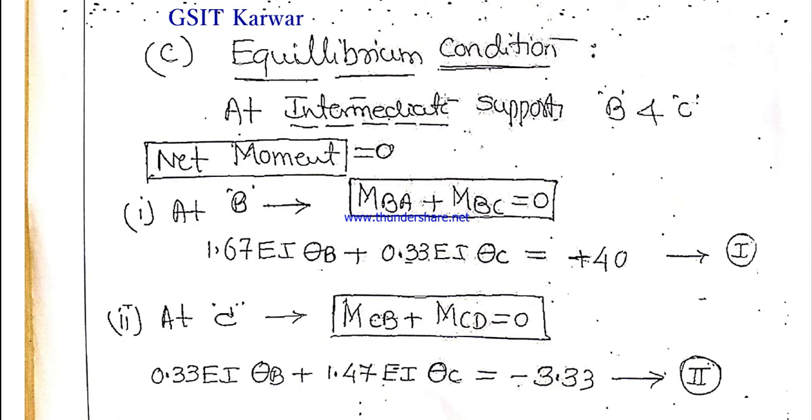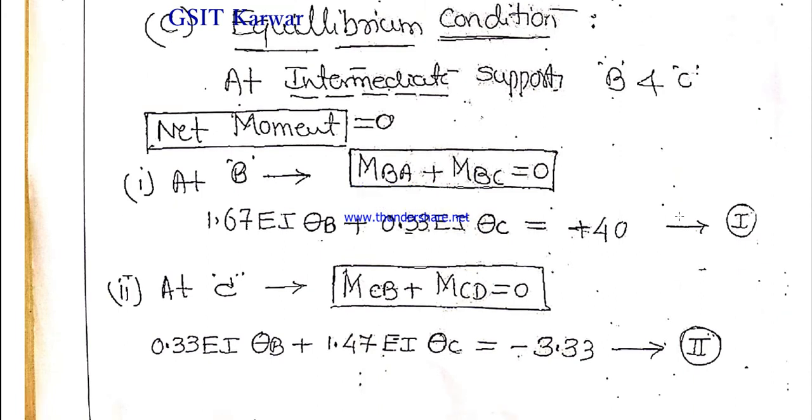Third step is applying the equilibrium condition. We know here the intermediate supports are B and C, so therefore the net moment is equal to 0. If the net moment is equal to 0 at joint B, then moment BA plus moment BC is equal to 0.